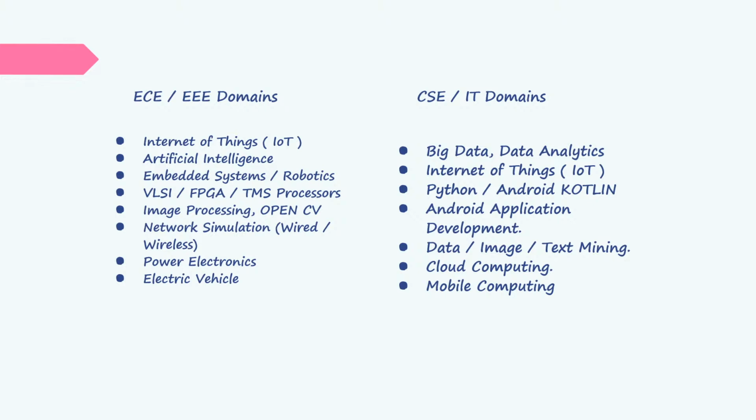And then in the CSE and IT domain, we are covering a lot of software-oriented things like big data, data analytics, Internet of Things, Python, Android Kotlin and Android application development, and then image processing, text mining, natural language processing, cloud computing, mobile computing, machine learning, deep learning. So these are the things we are covering for CSE and IT.